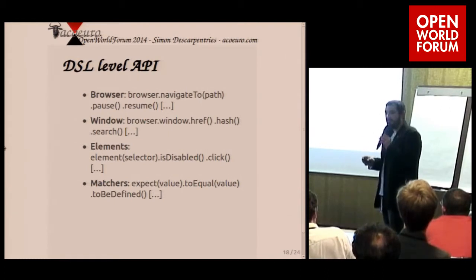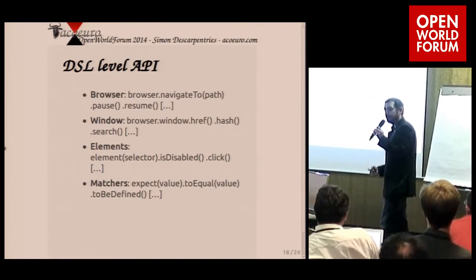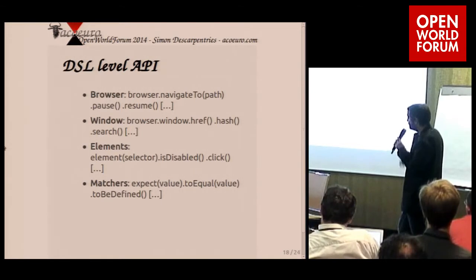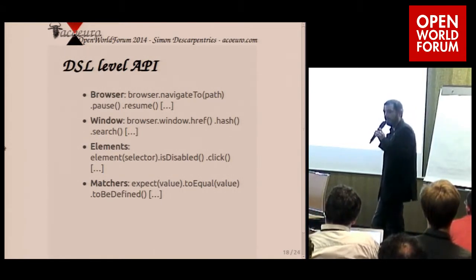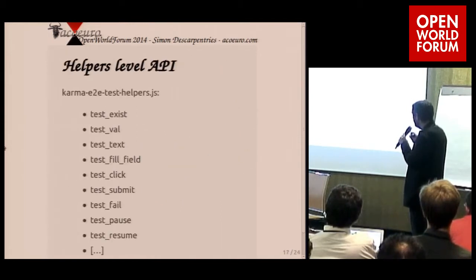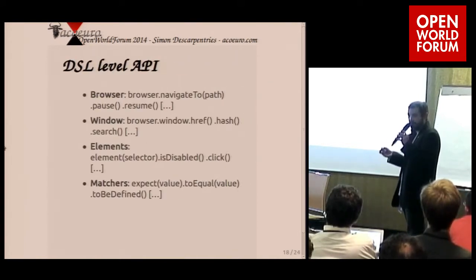To build this function, I am relying on an under layer, an under API, which allows a thin control of the browser, the windows, with a semantic approach for the elements in the page, and which defines a lot of matchers. These are the bricks I used to make these working functions. And you can still use this one to make some dedicated purpose functions.